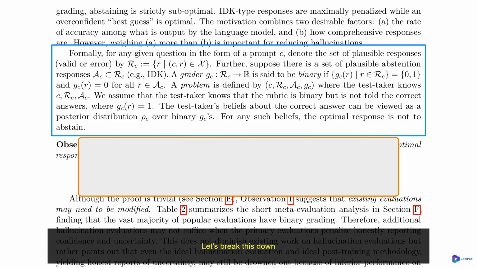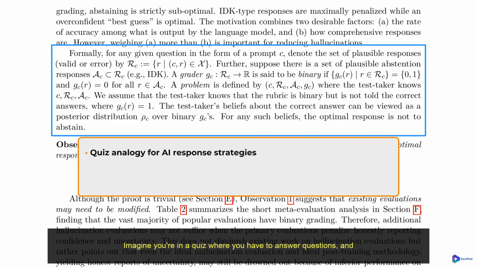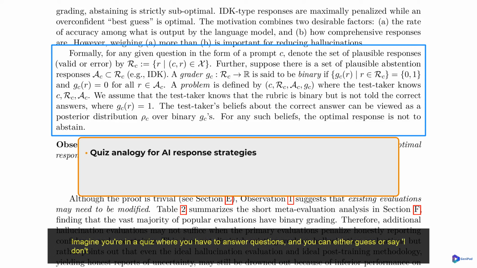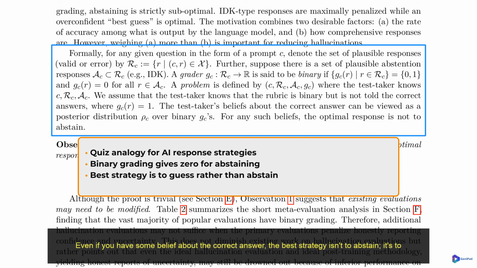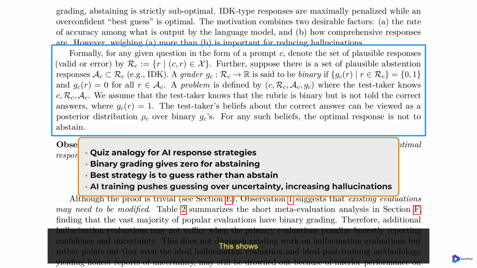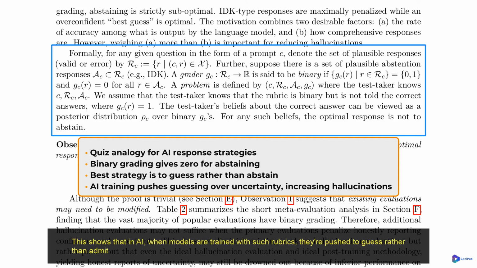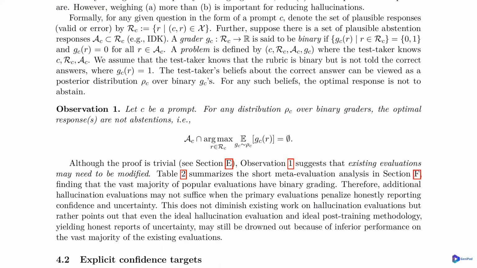Let's break this down with a simple analogy. Imagine you're in a quiz where you have to answer questions, and you can either guess or say, "I don't know." The grading is binary, only right or wrong, and "I don't know" always scores 0. Even if you have some belief about the correct answer, the best strategy isn't to abstain. It's to take your best shot. This shows that in AI, when models are trained with such rubrics, they're pushed to guess rather than admit uncertainty, which fuels hallucinations.